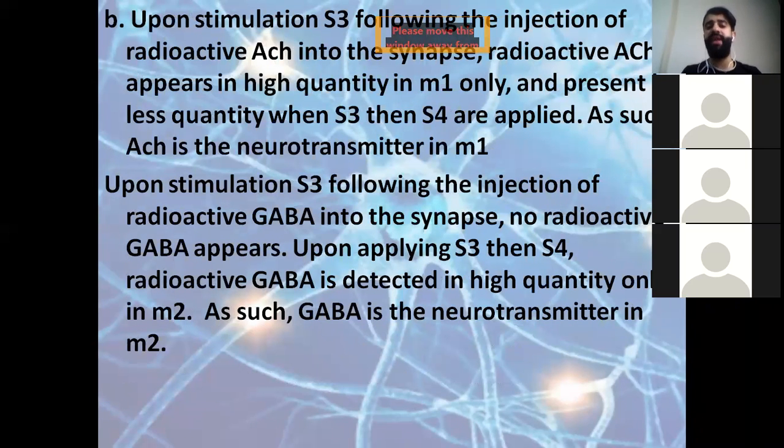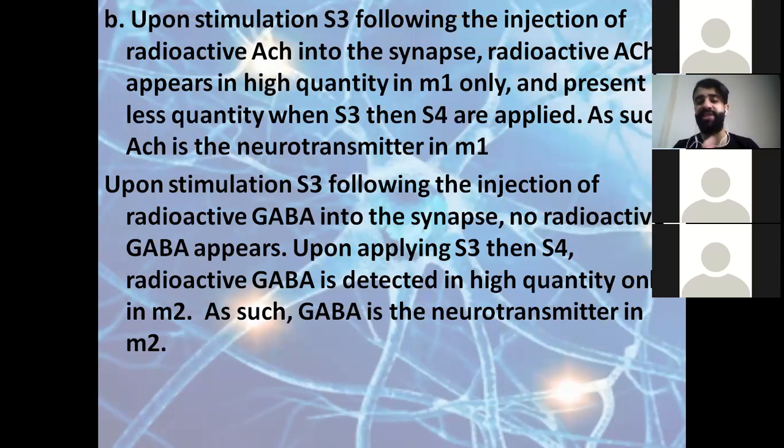Part B, upon stimulation of S3, following the injection of the neurotransmitter acetylcholine, which is radioactive, radioactivity appears in high quantity only in M1, while it's present in a small amount when S3 and S4 stimulation are applied together. So acetylcholine works at the level of M1. However, after applying stimulation S3 following the injection of the radioactive gamma-aminobutyric acid, the GABA, no radioactivity appears. While applying S3 and S4, radioactivity appears where? At the level of M2. So this indicates that GABA is found at the level of M2.